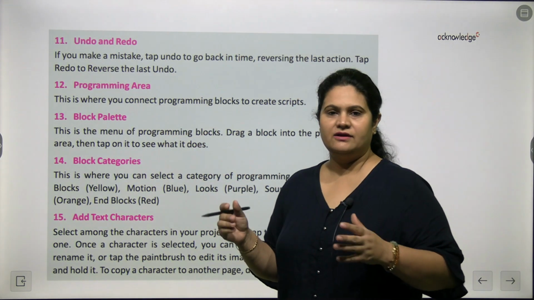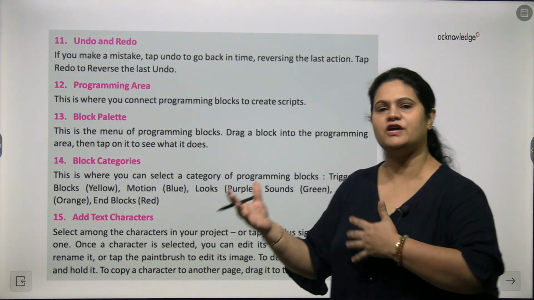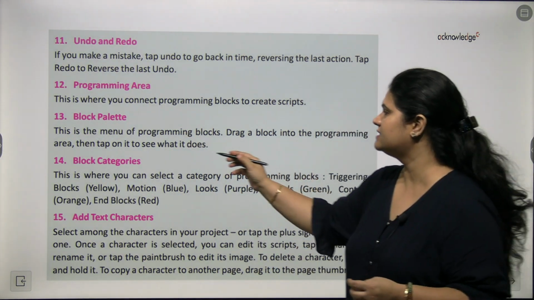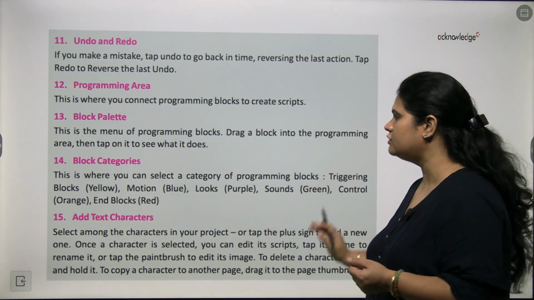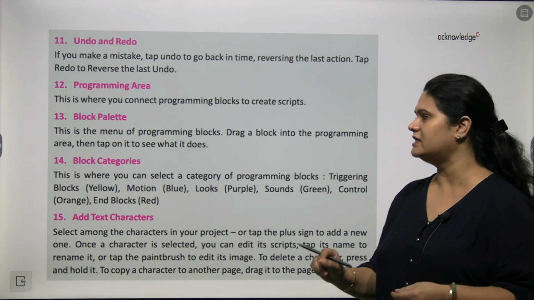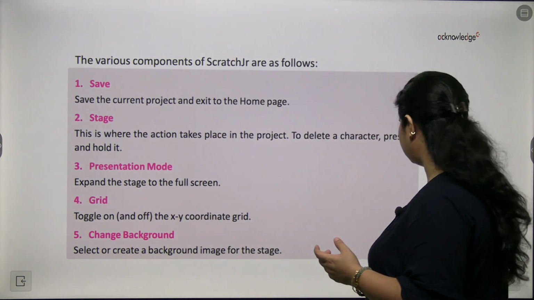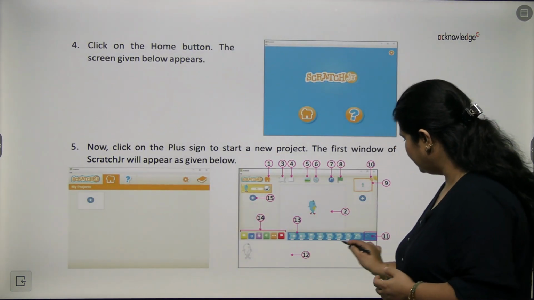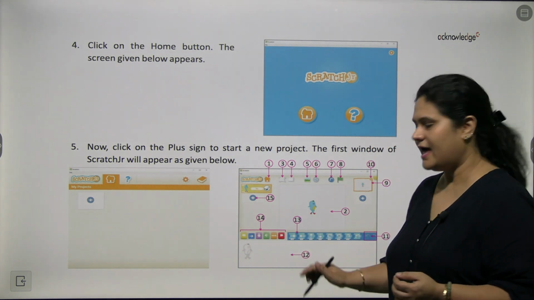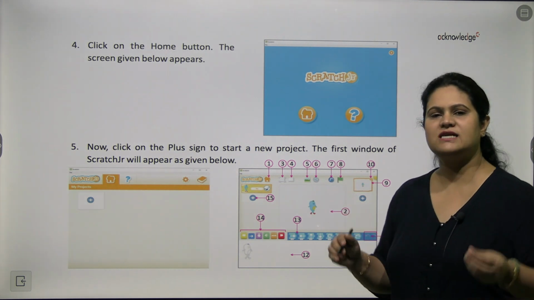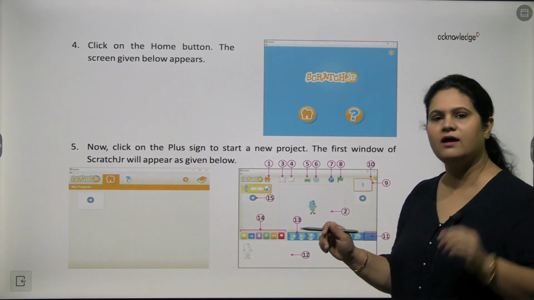block palette. Block palette is the menu of programming blocks. So whichever block category you choose, it is the menu of that programming block. Drag a block into the programming area, then tap on it to see what it does. You see where the block palette is? This, children. You can see this is the menu of all the blocks that you can simply drag here and you can click on it to see what action it performs. So this is the block palette.